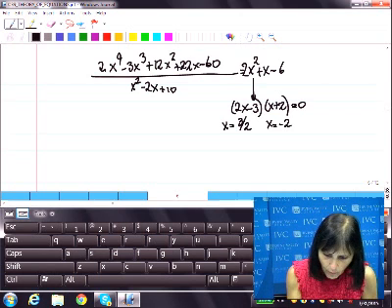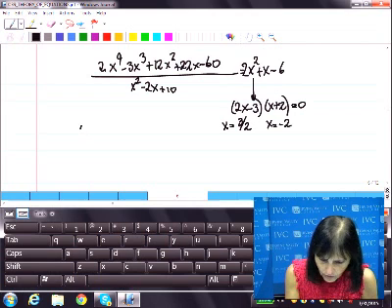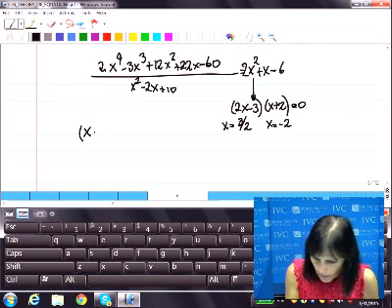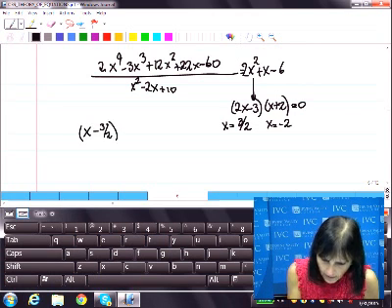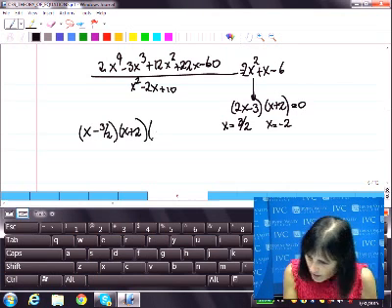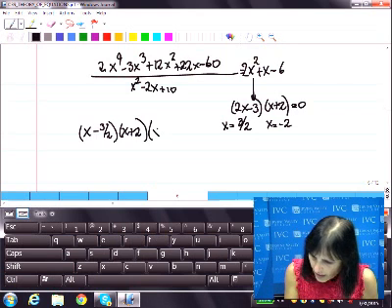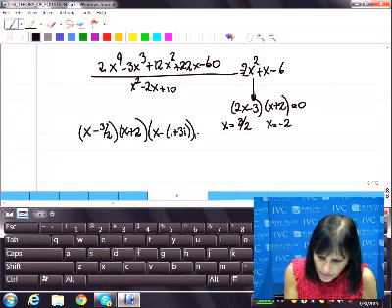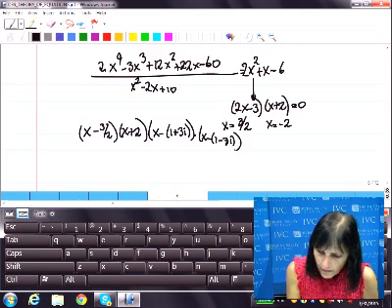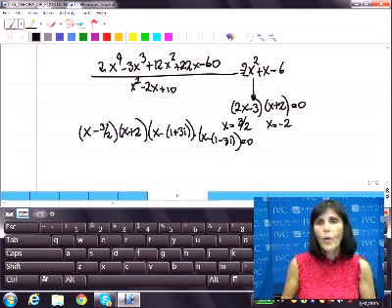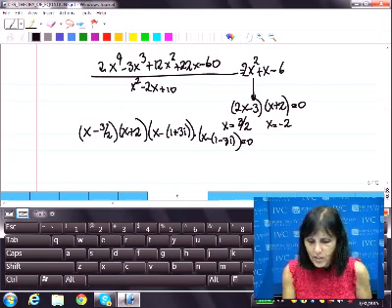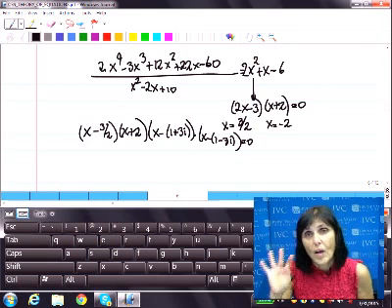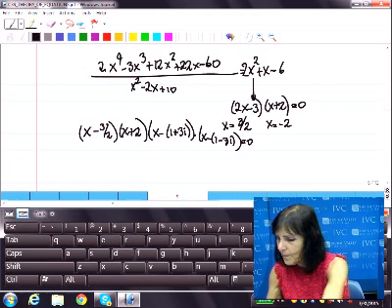So this whole thing can be factored as (x minus 3 halves) times (x plus 2) times the complex factors, (x minus (1 plus 3i)) times (x minus (1 minus 3i)). And when I plug in any of these values, I will get 0, which means I actually have 4 roots.